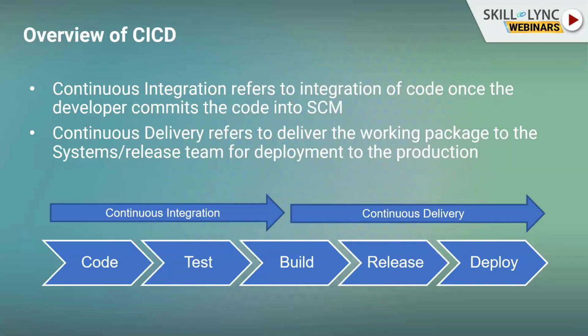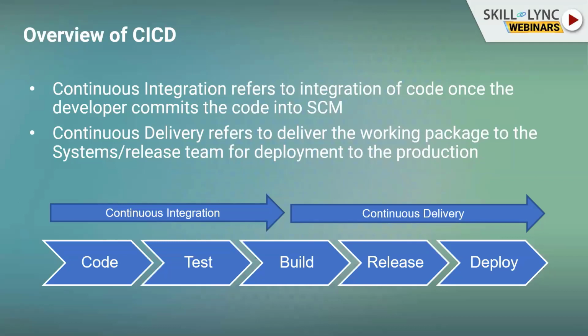Now, coming to continuous delivery. What does delivery mean? Delivery is when we give a product. For example, if you take Swiggy or any online order, they do a delivery, which means they give the product to the end customer. Similarly, continuous delivery means the product will be continuously given to the end user.